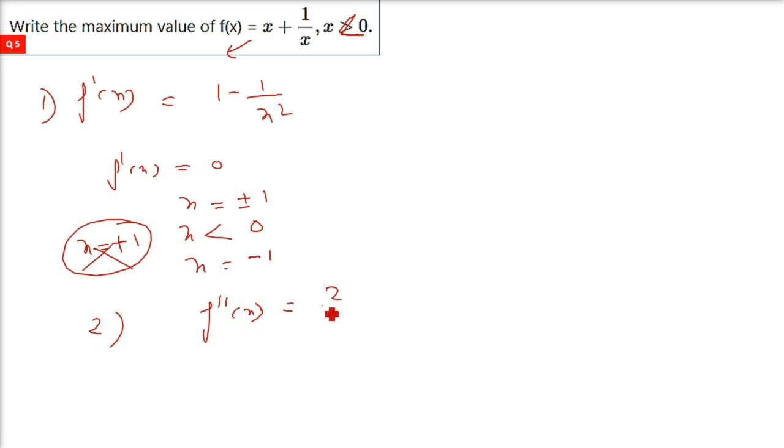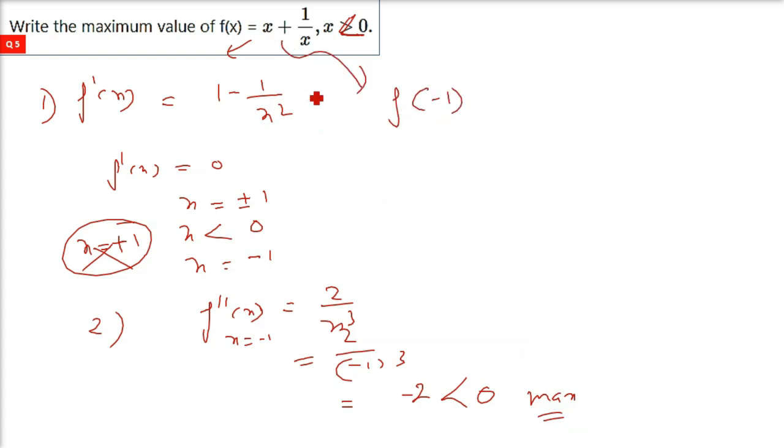So f double dash x now, it is the double differentiation we have already done, it is 2 by x cube. Now keep that x equals to negative 1 and you are going to get the negative value here. Negative signifies that you are talking about the maximum value. In double differentiation, we are not much worried about the value, we are more worried about the sign which is going to be coming. So f of negative 1 is 1 minus 1 by, this is 1 plus 1. So negative 1 plus 1 by negative 1. So negative 1 plus negative 1 is negative 2. So this is negative 2 is the answer.